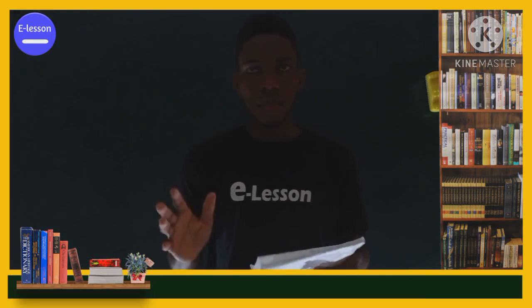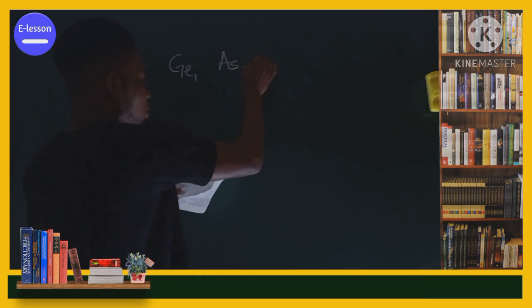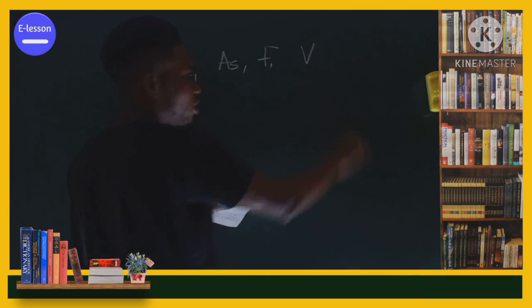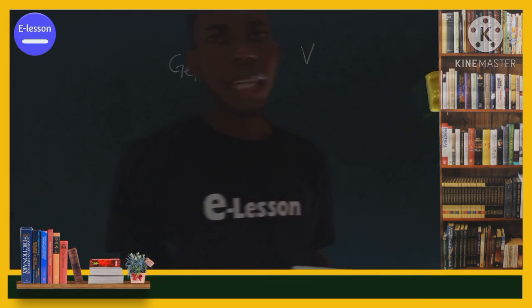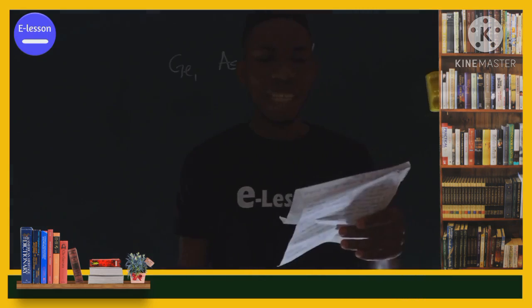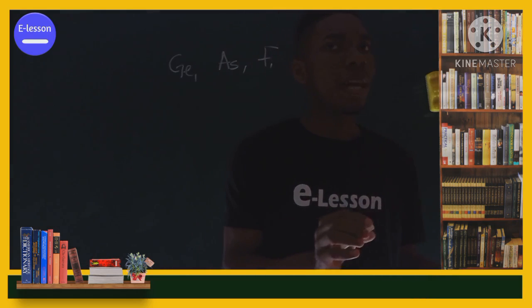So we have the next question, which says, which of the following is a metal? This is a bonus question. Now you are given germanium, group 4, a metalloid. Arsenic is not. Fluorine is not. Then we have vanadium. The metal that we have here is vanadium. Reason being that vanadium is a metal. It's a transition metal rather.